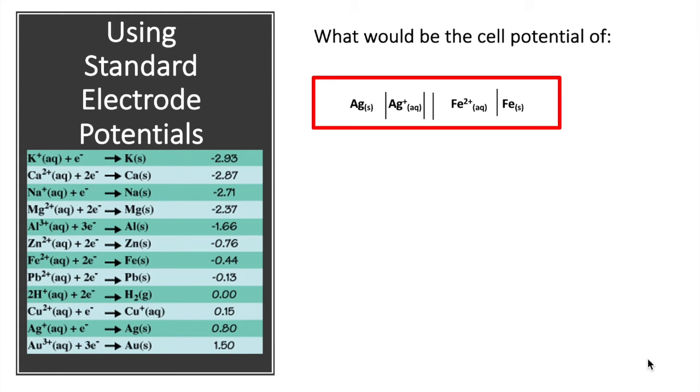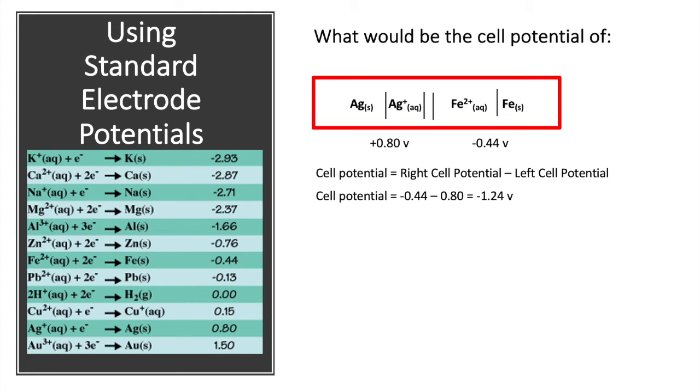Let's look at a few different examples. We are going to try and work out the cell potential of the cell written there: silver solid, Ag+, and Fe2+ to Fe. Let's find those in our table. Ag is there and gives us a value of 0.80 volts, and Fe is there with a figure of minus 0.44 volts. The way we work out the cell potential is right-hand cell potential minus left-hand cell potential, which is minus 0.44 minus 0.8, giving an overall cell potential of minus 1.24.